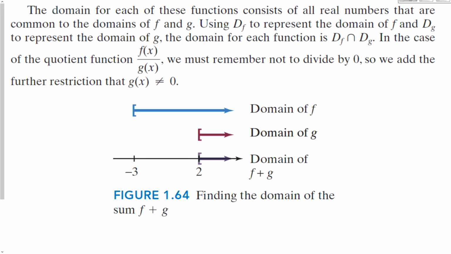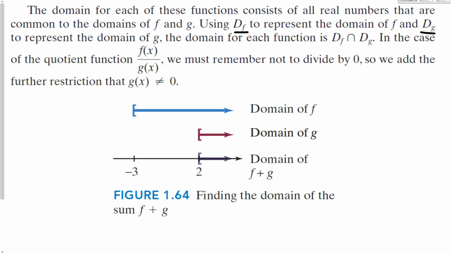Now, speaking of domains, the domain for each of these functions consists of all the real numbers that are common to the domains of f and g. So using D sub f to represent the domain of f, the symbol right here, and D sub g to represent the domain of g, the domain for each function is D sub f intersection D sub g. In the case of the quotient function, we have to remember not to divide by 0.